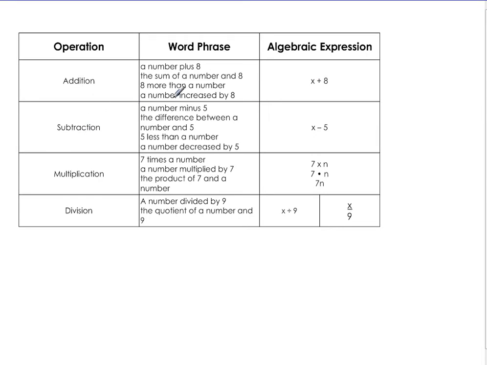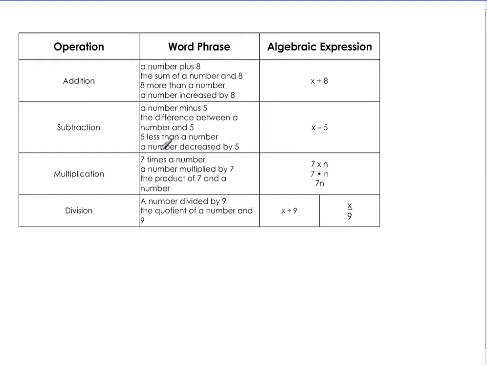Subtraction. A number minus 5, the difference between a number and 5, 5 less than a number, and a number decreased by 5. We're going to let x represent a number we don't know, so x minus 5 would represent each one of these. 5 less than a number means that the 5 would come after that number because you're taking 5 less than it. Or if we had the number decreased by 5, we'd start with the number and then decrease 5, which means subtract 5 from it.